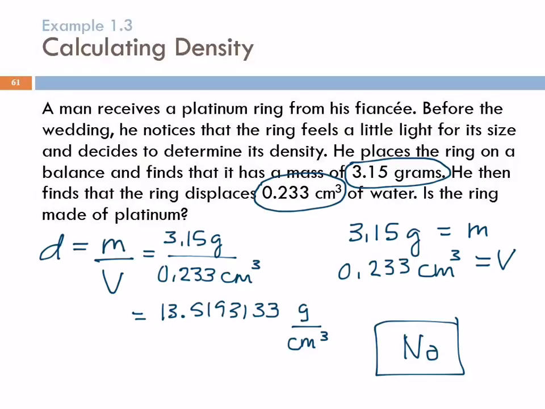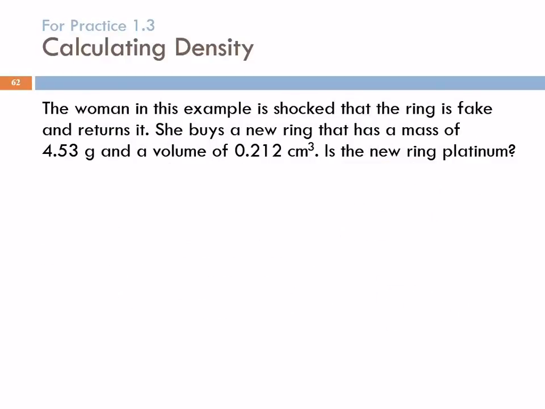So what does the guy do now that he found out his fiance gave him the wrong ring? Well, he tells her about it. So the woman in this example is shocked that the ring is fake because she wasn't trying to trick him, and she returns it. She buys a new ring that has a mass of 4.53 grams and a volume of 0.212 cubic centimeters. Is the new ring platinum?